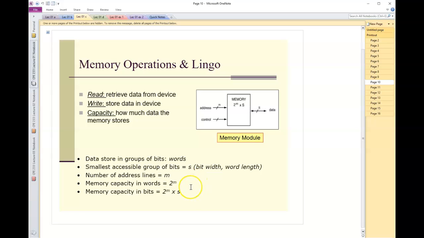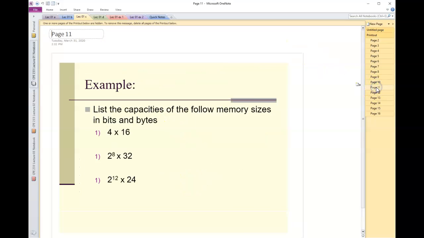If you want to know the capacity in bytes, you're just going to take the bit capacity and divide it by 8. Hopefully we can do an example of that coming up here.